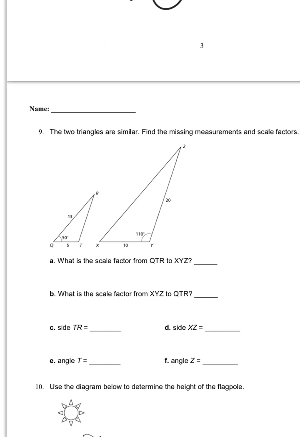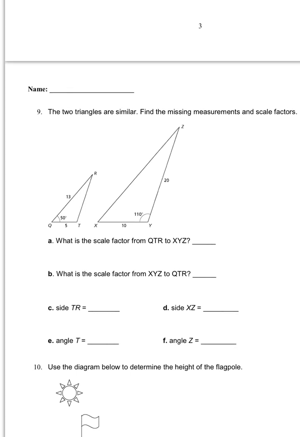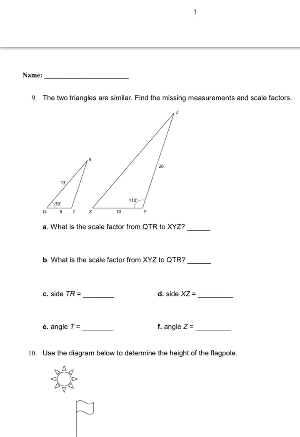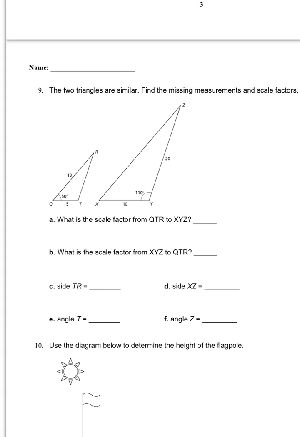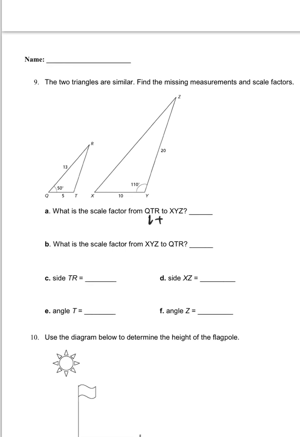All right, question number 9. The 2 triangles are similar, find the missing measurements and the scale factor. All right, so we're doing the same thing again. So let's take a look. What is the scale factor from QTR to XYZ? Okay, so it looks like I'm going little to big. So I'm going to use 5 and 10. So 5 times what is going to give me 10? Well, 5 times 2 is going to give me 10.